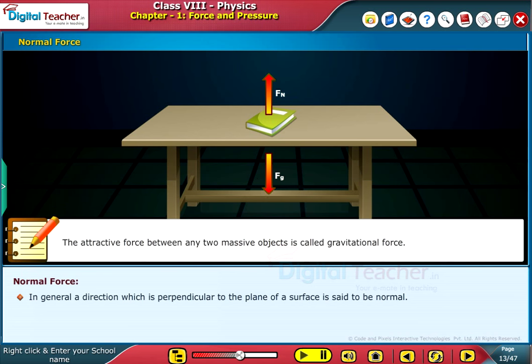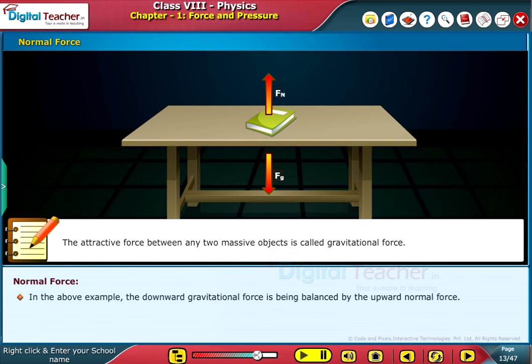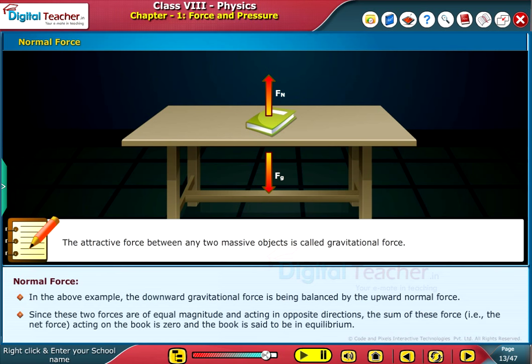Note, the attractive force between any two massive objects is called gravitational force. The force that a solid surface exerts on any object in the normal direction is called the normal force. In the above example, the downward gravitational force is being balanced by the upward normal force. Since these two forces are of equal magnitude and acting in opposite directions, the sum of these forces, that is the net force acting on the book, is zero, and the book is said to be in equilibrium.